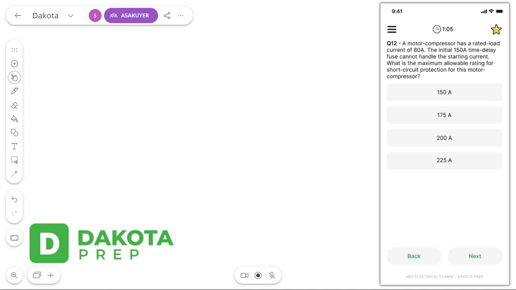Okay, so now there are also similar rules for regular old motors found in 430. But remember, compressors are found in Article 440. Compressors, 440, right? This is for air conditioners, those types of things. Anytime you see that word compressor, remember we want to look in Article 440. So this is a short circuit protection question, right? It says, what is the maximum allowable rating for short circuit protection for this motor compressor?